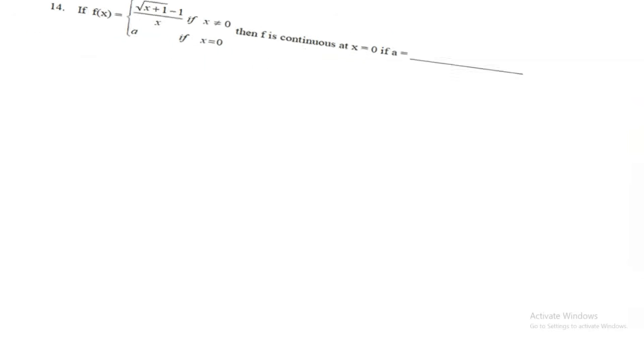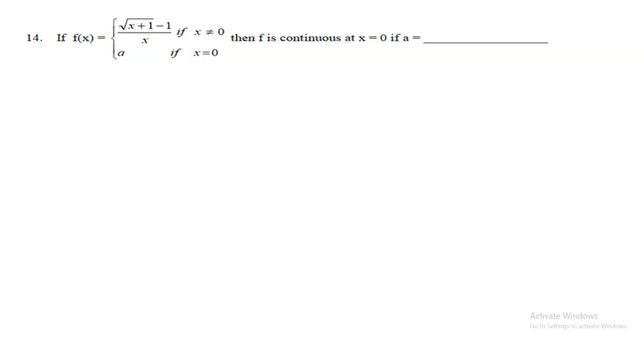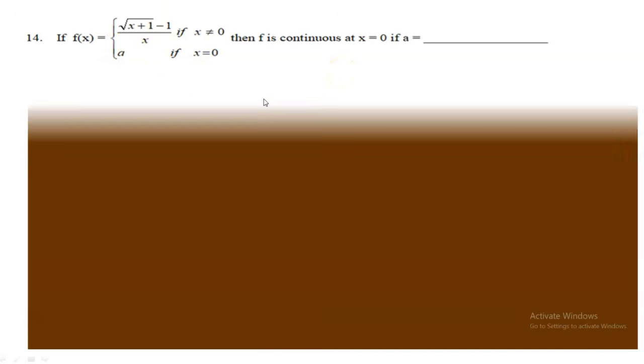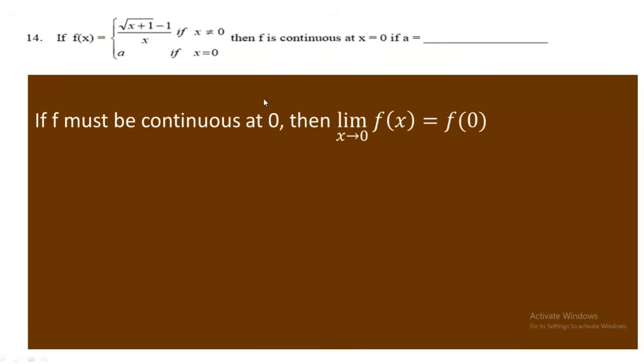And coming to the next question number 14, what comes here is the concept of continuity. You have been given a certain piecewise function, as you see, which is defined as 0 and which is not defined as 0. Then in order for this function f to be continuous at 0, you are asked to determine what a is going to be. So recalling the definition of continuity, students, if f must be continuous at 0, then necessarily the limit of f of x as x approaches 0 must be the same as f at 0, continuity, right?